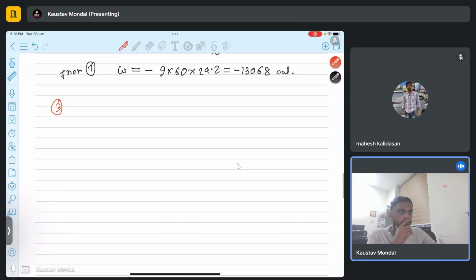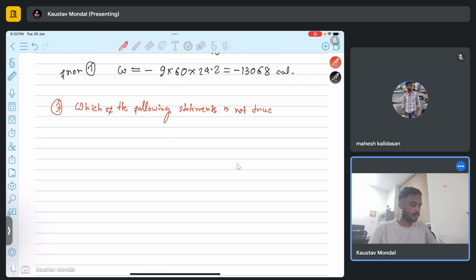Now let's solve problem number 3. Problem number 3 is: which of the following statements is not true for an ideal gas?